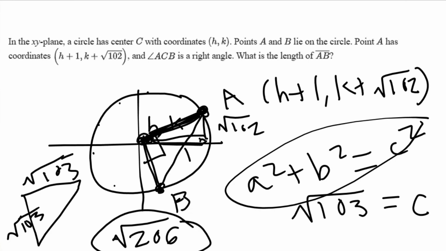Hopefully that makes sense. The key things to remember here are that a squared plus b squared equals c squared is a pretty important concept, that the radius is always the same no matter where you are in the circle, and that it's important to use tricks when you're trying to figure out what h plus 1 and k plus the square root of 102 actually mean. What are your x coordinates? What are your y coordinates? Think of it in terms of x and y, realizing that h plus 1 is just going to be 1 over to the right, and k plus the square root of 102 is just going to be the square root of 102 added.